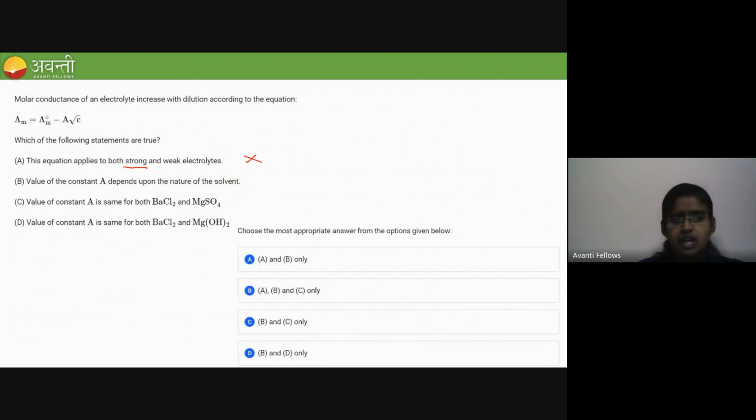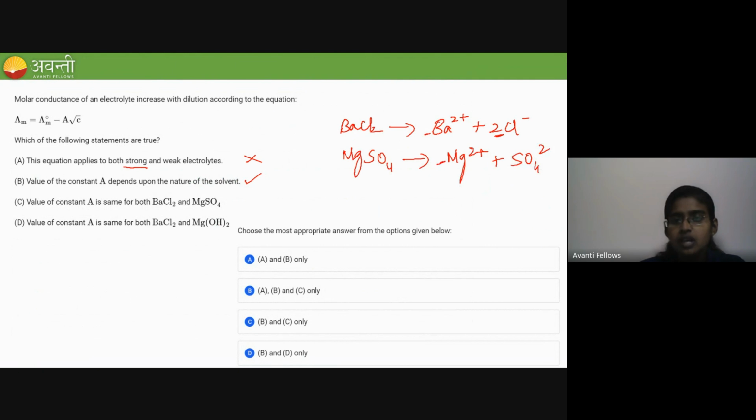The value of the constant A, that is the slope value, depends upon the nature of the solvent. Yeah, that is correct. It varies with the solvent. The value of constant A is the same for both the species? No. BaCl2, if I separate this, I will get barium 2 plus ion and 2 Cl minus ions. And if I separate MgSO4, what will I get? I will get Mg2 plus and SO4 2 minus, right? So here the value is not the same. Here 2 plus 1 and 1 plus 1.